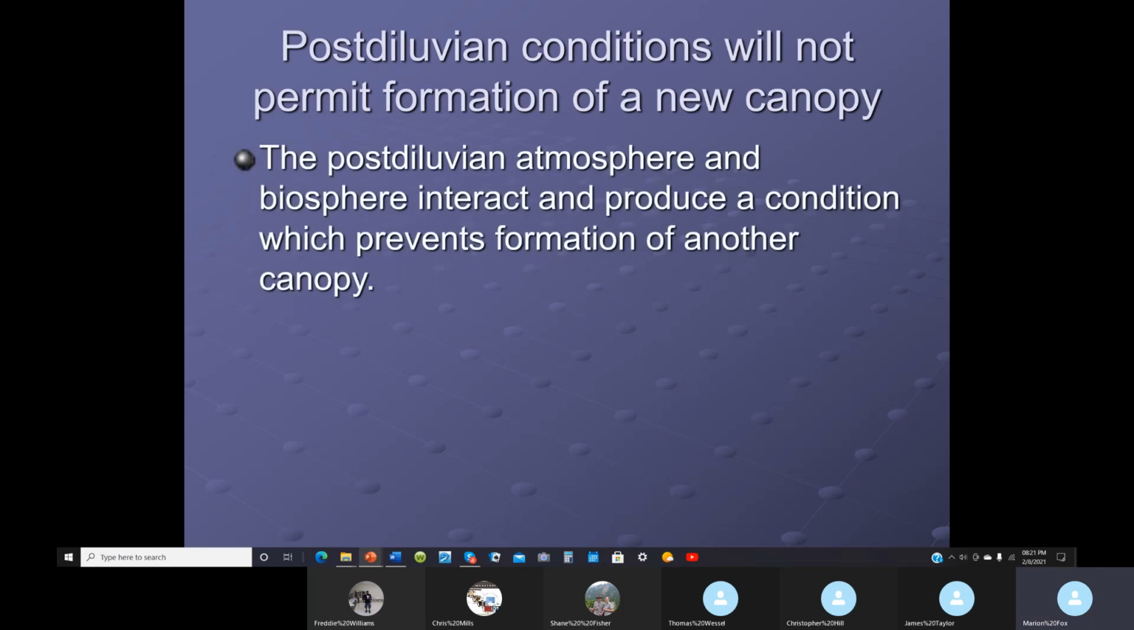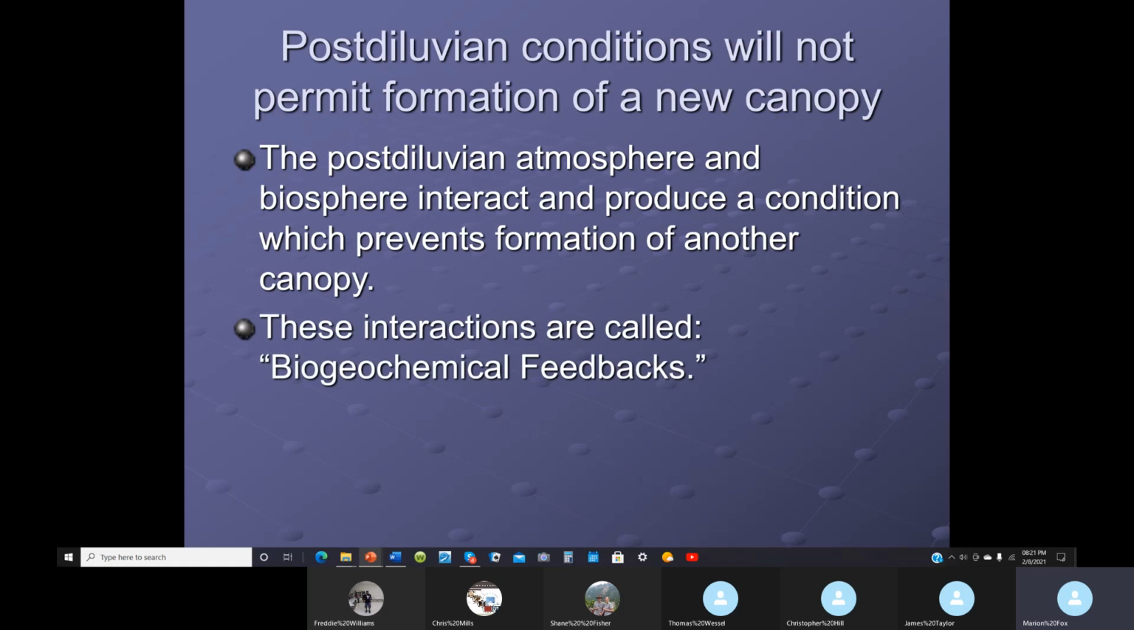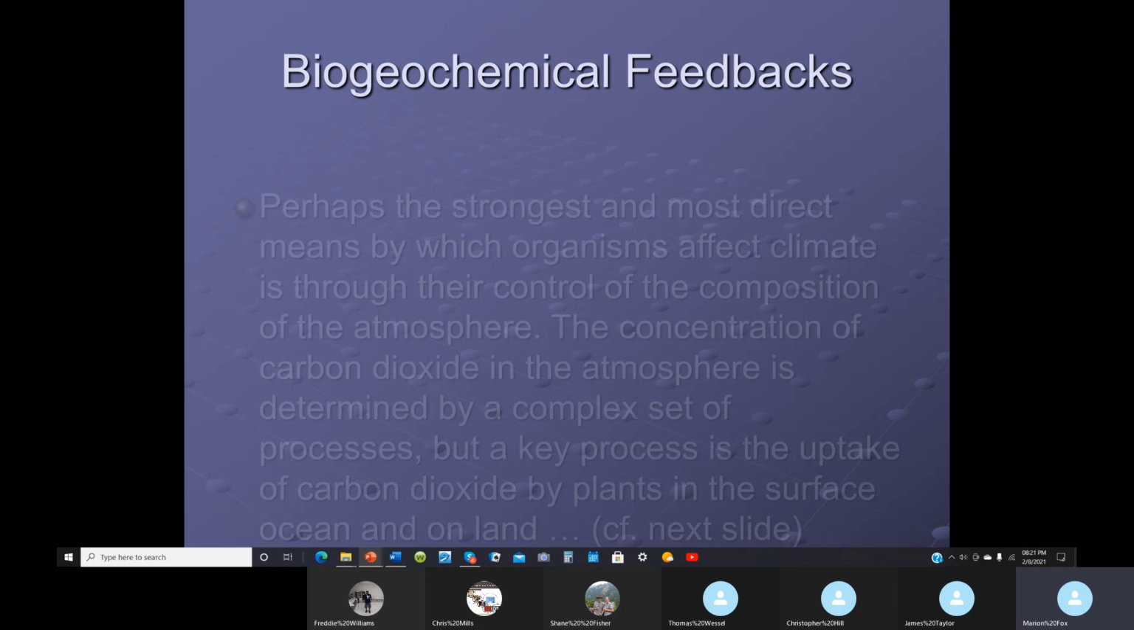Now, the postdiluvian atmosphere and biosphere, and bios is life, interact and produce a condition which prevents formation of another canopy. So we have another situation that affects it. Now, we just got all these things that keep it from happening again. These interactions are called biochemical feedbacks. Let's look at them very quickly.